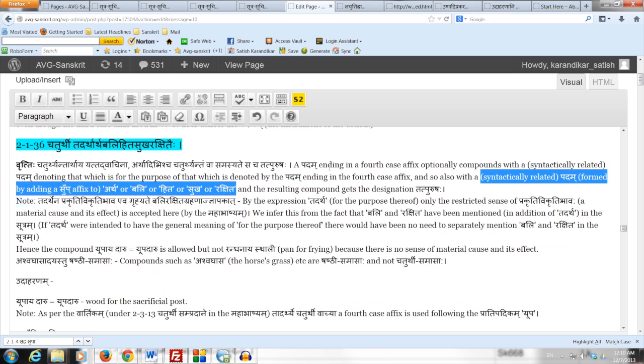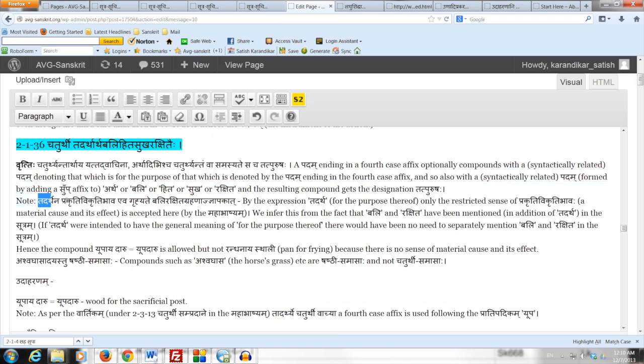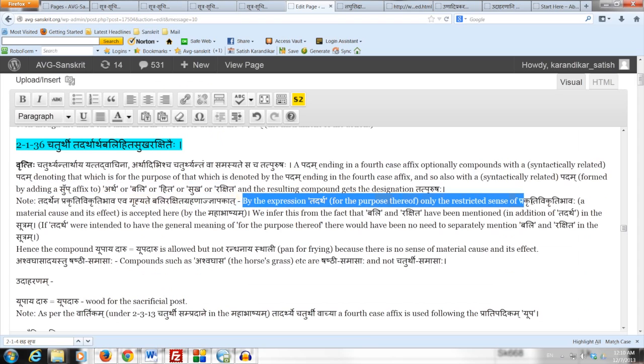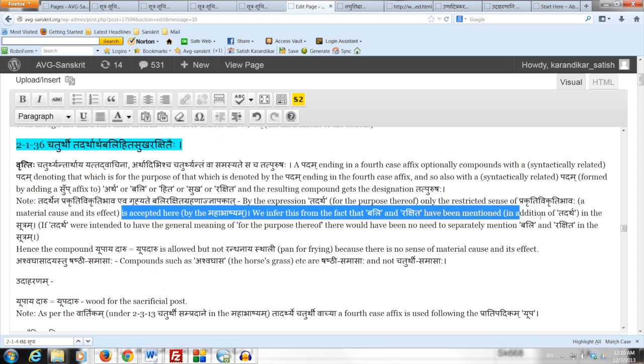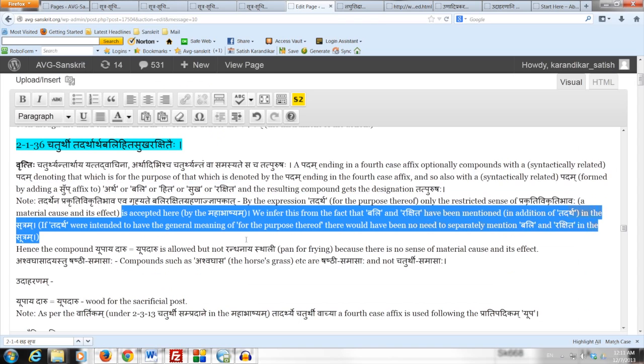Okay, the note here says that Tadarthena Prakriti Vikriti Bhava Eva Grihyate Bali Rakshita Grahanaj Jnapakat, which means that by the expression tadartha, for the purpose thereof, only the restricted sense of Prakriti Vikriti Bhavaha, a material cause and its transformation, its effect, is accepted here by the Mahabhashya. We infer this from the fact that Bali and Rakshita have been mentioned in addition to Tadartha in the Sutram.